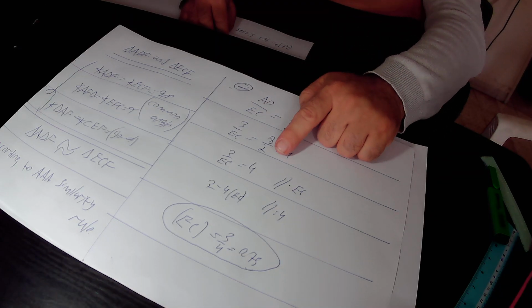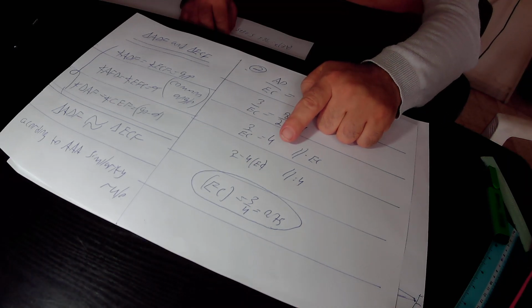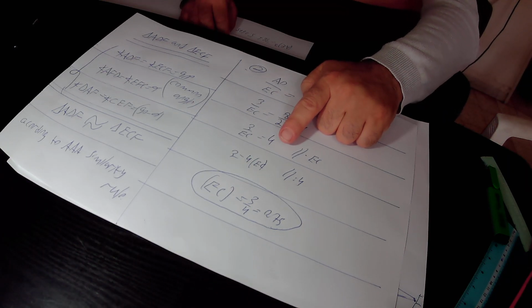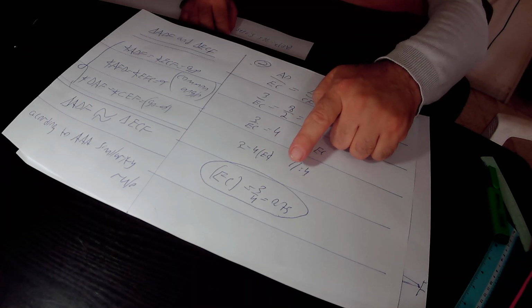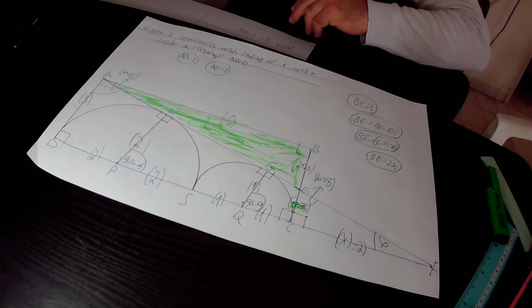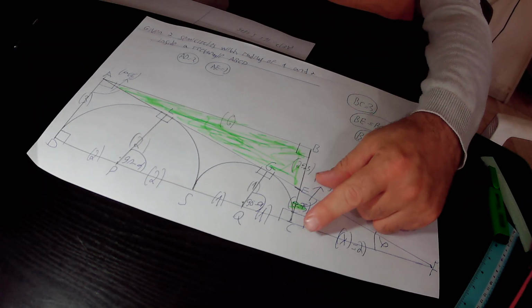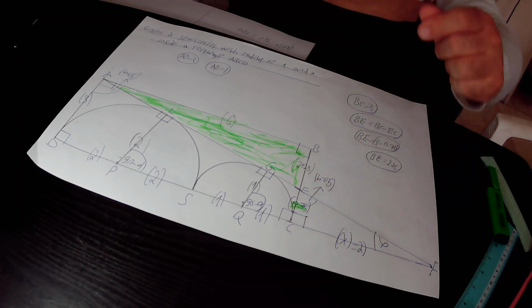Here we multiply this equation by EC and find that 3 equals 4 times EC. Then we divide this equation by 4 and finally find that the missing side EC equals either 3/4 or 0.75. Okay, this is the missing side EC. That is equal to either 3/4 or 0.75 units.